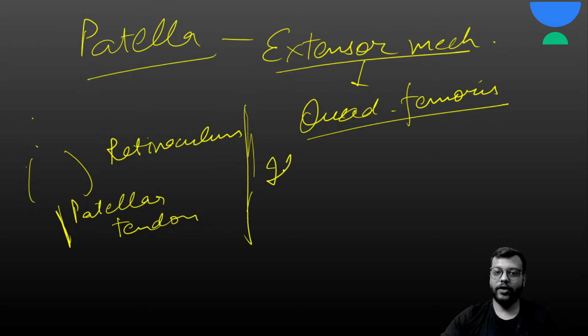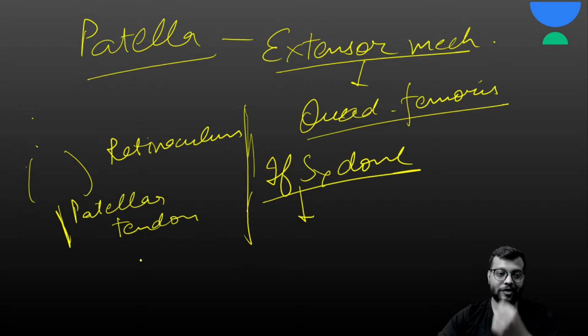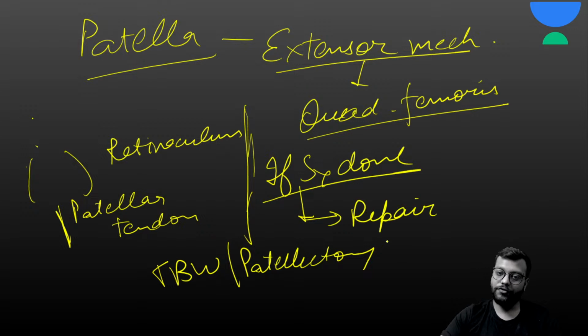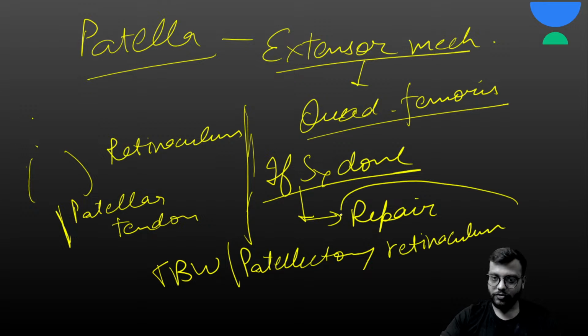Now the thing you have to remember is that in any case of patellar fracture, if you are going for surgery, whatever the surgery, be it tension band wiring, TBW, or a patellectomy, in every partial or complete patellectomy you have to repair this extensor mechanism and you have to repair the retinaculum. It is very important, you have to remember this.